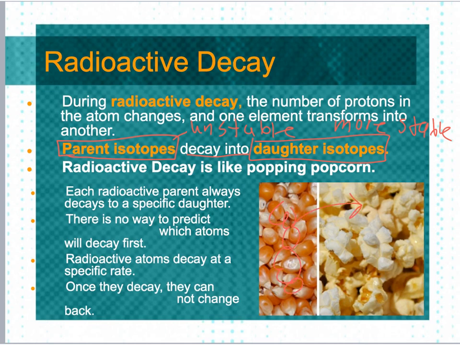They pop, right? And they become something different. That's basically a really good analogy, and our performance task is going to have a lot to do with this. So stay tuned for that.